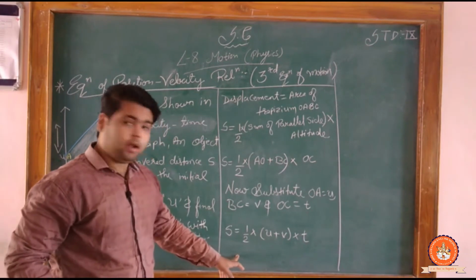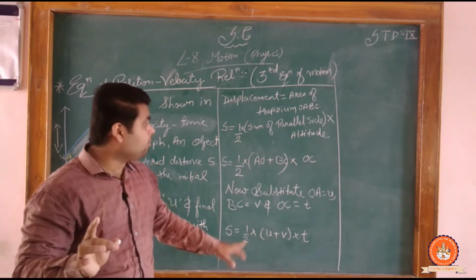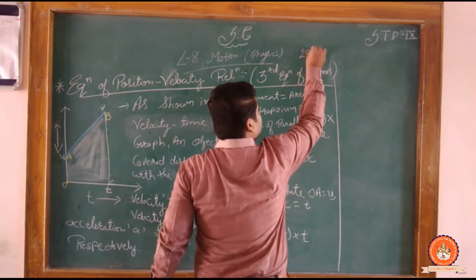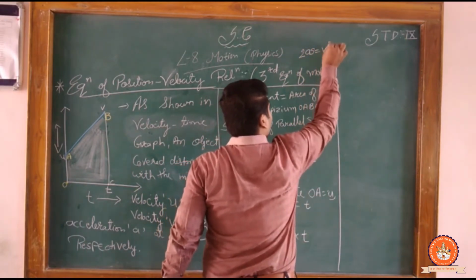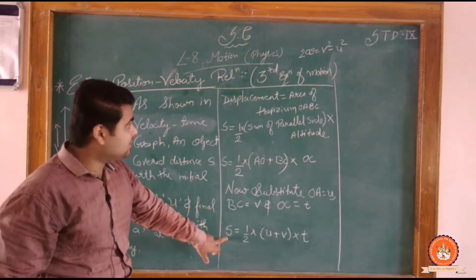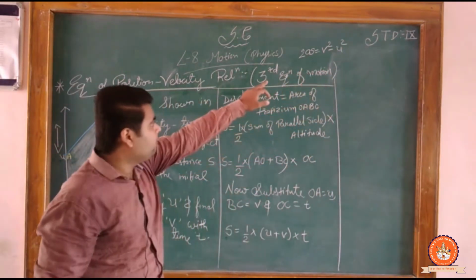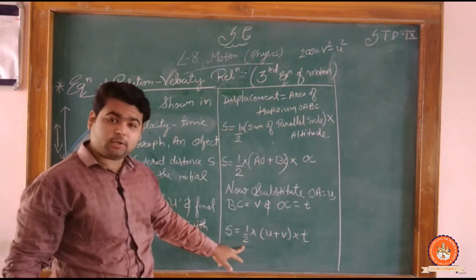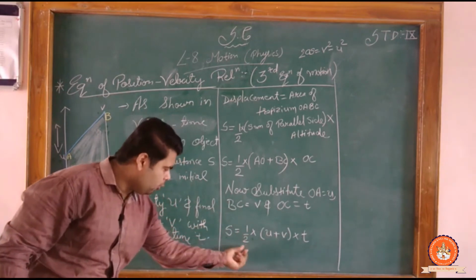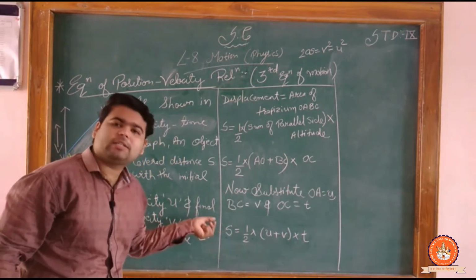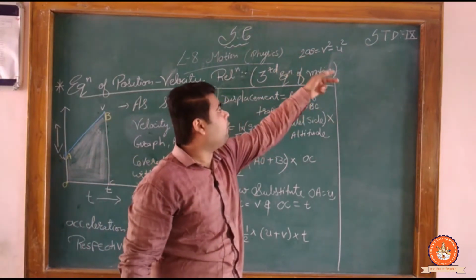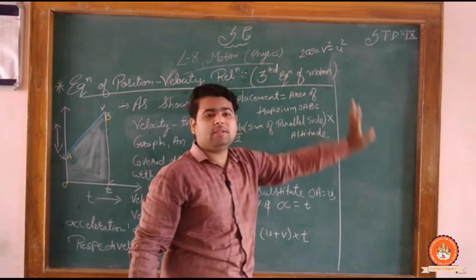Clear? Now at the final equation, what do we want actually? We want 2AS equals to V square minus U square. So we have here S. Okay, S is completed. We want 2 also. Because there is a multiplication, we can place 2 over here. Clear? When it is in division, it goes to the front and becomes multiplication. So we got 2S. Now what we want? V square minus U square.